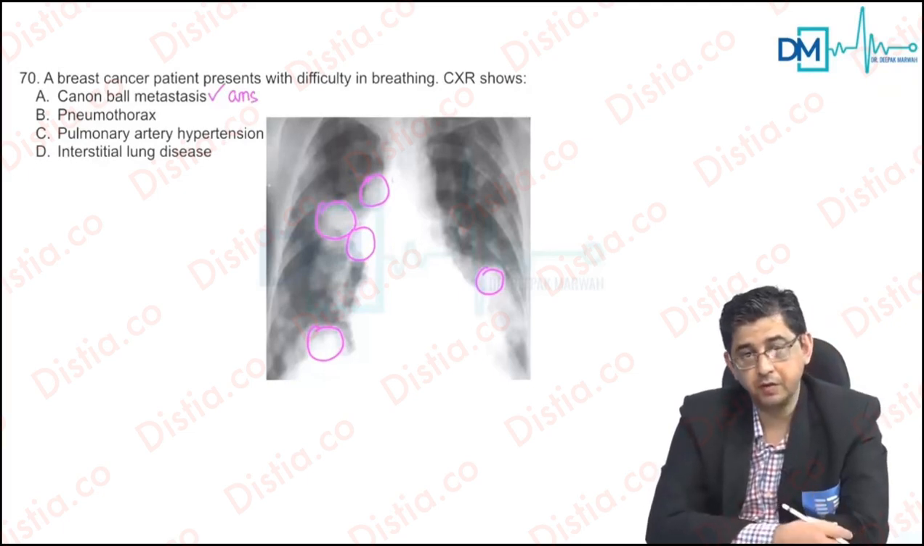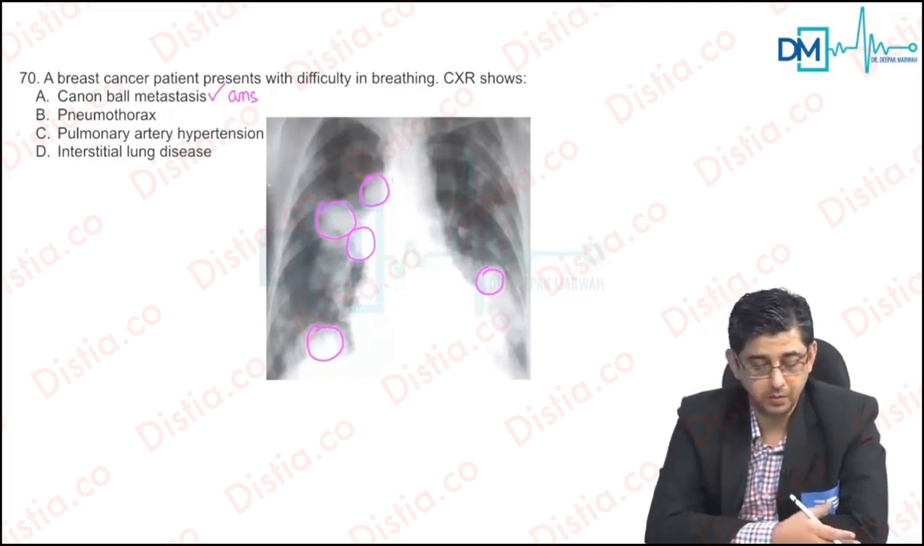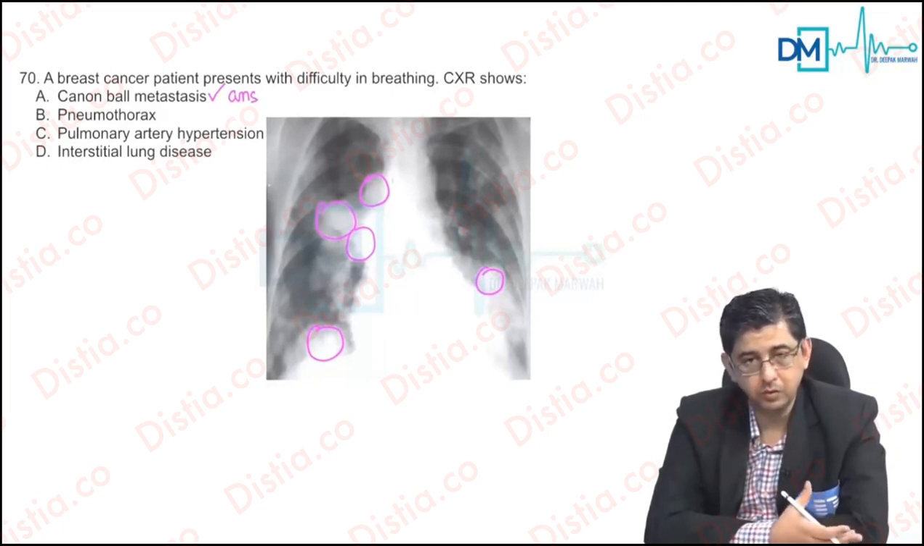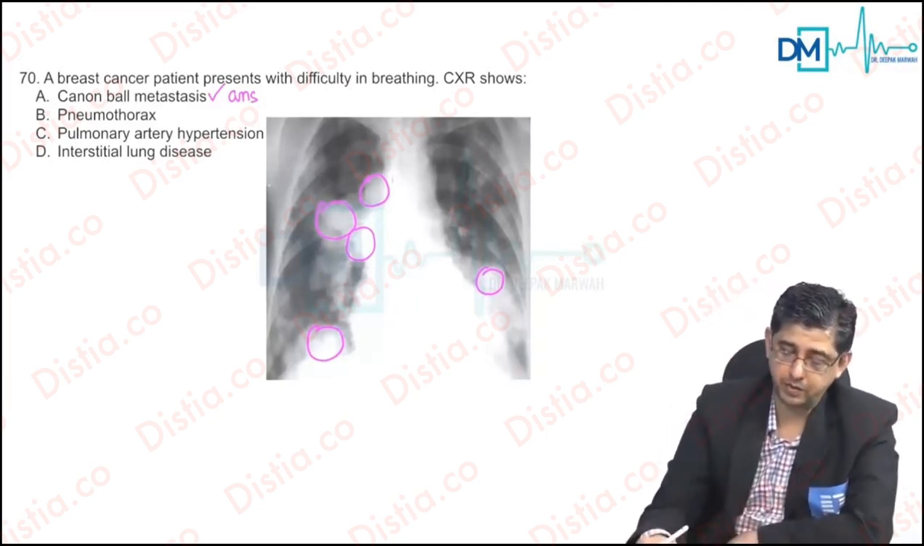Pneumothorax will have findings which I've discussed earlier. There should be a well-defined pleural margin, deep sulcus sign not present. Pulmonary artery hypertension should have prominence of the pulmonary artery segment, not present. ILD will show rather constricted or shrunken lungs. ILD will also have reticular opacity, which is not present here. So very characteristic cannonball mets with breast cancer.